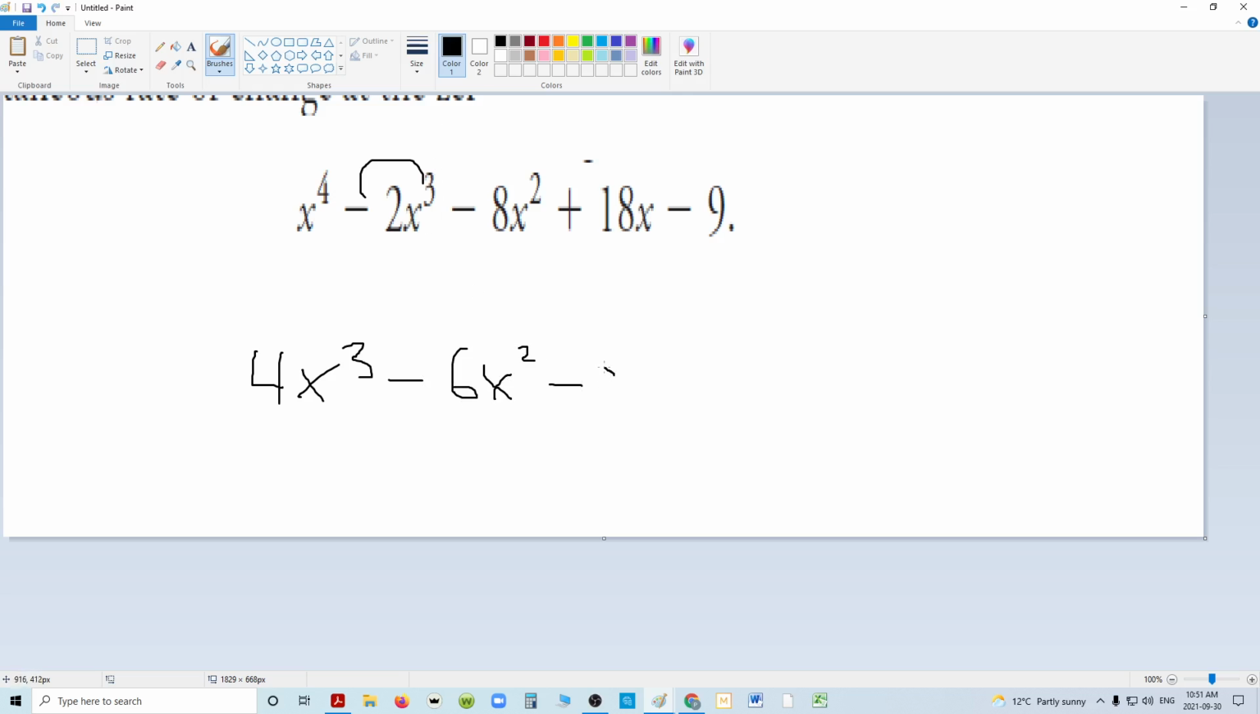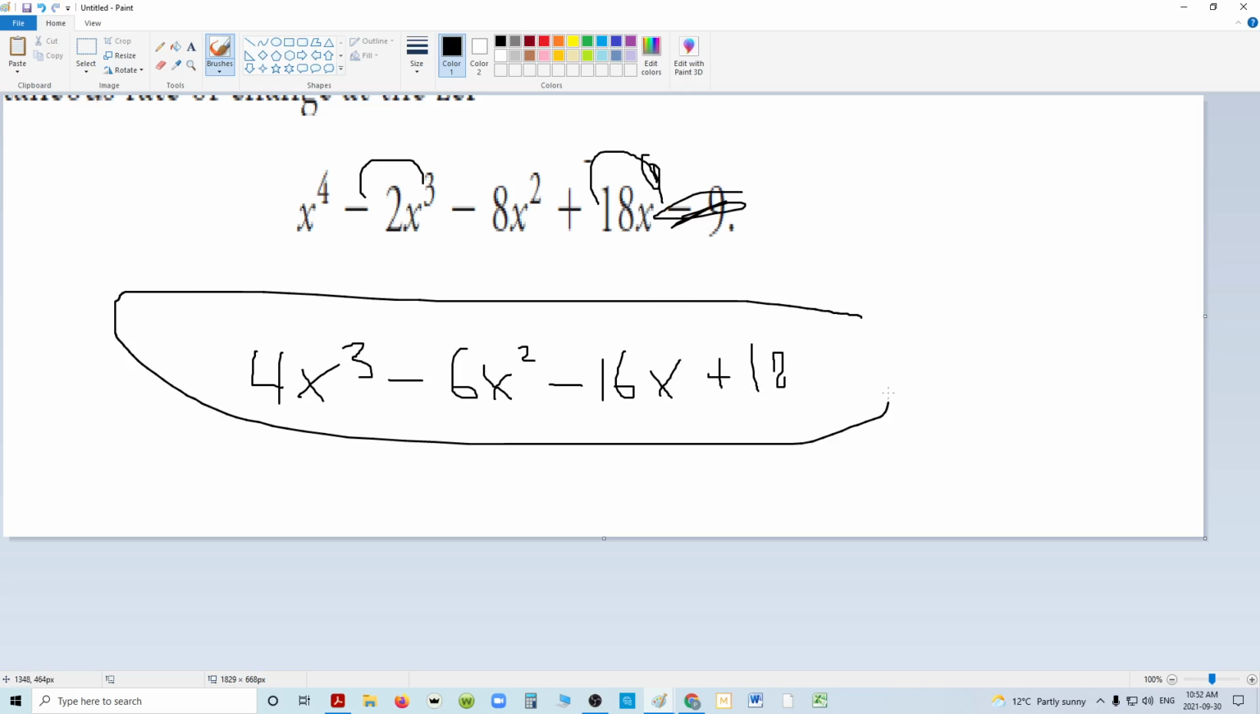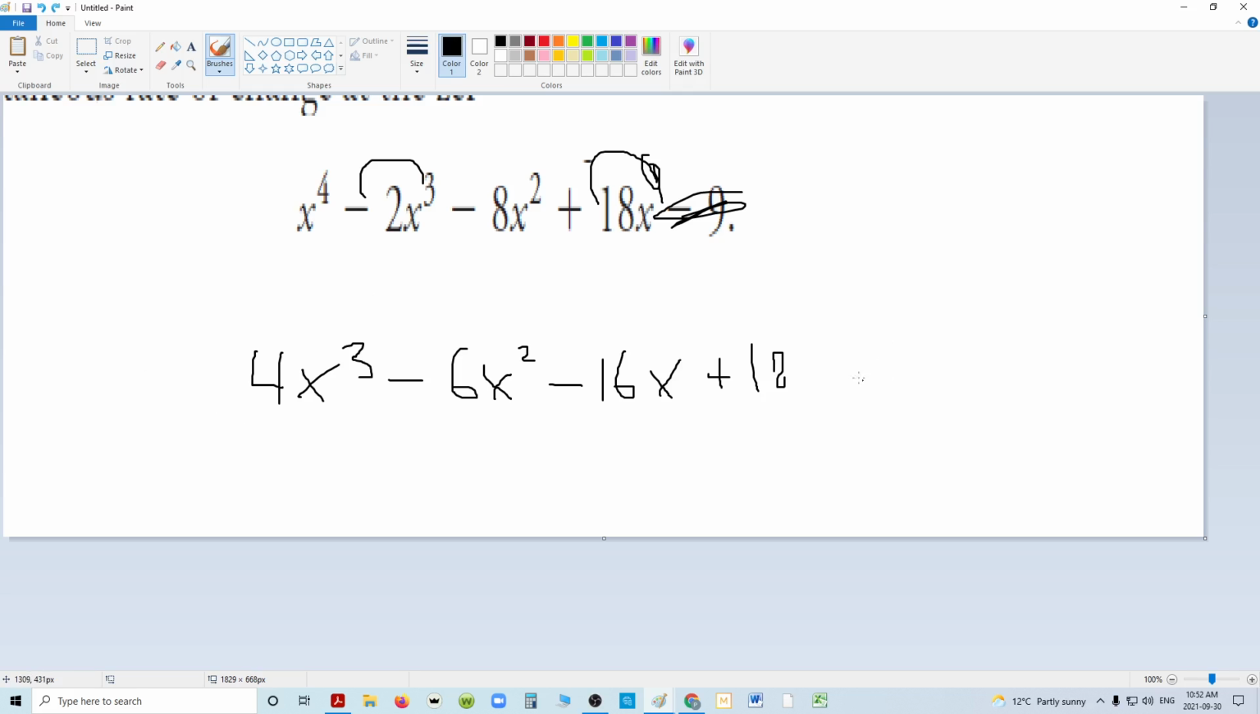Then I'm going to take the minus 8. I'm going to multiply by 2, so minus 16. And I'm going to lower the x by 1, x. This has a 1 over it. I'm going to multiply by the 18, plus 18. And I'm going to lower the x to the 1 by 1. X to the 0 is 1, so I just have 18. And the 9 doesn't matter. I now have a formula for rate of change for that graph.